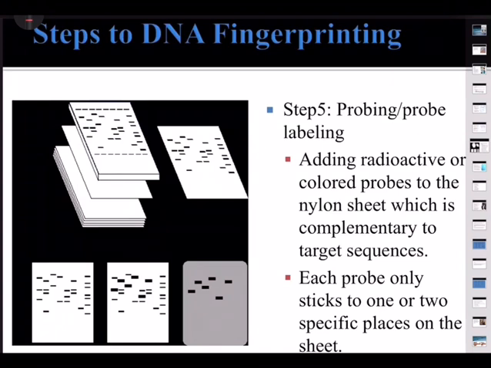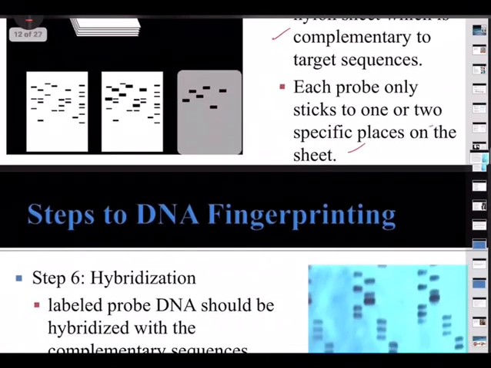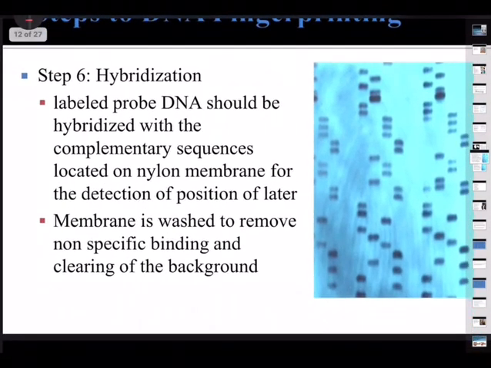Adding radioactive or colored probes to the nylon sheet, which is complementary to target sequences. Each probe only sticks to 1 or 2 specific places on the sheet, as you are seeing. So almost we are getting the barcode-like structures. Now step number 6, hybridization. Labeled probe DNA should be hybridized with the complementary sequences located on the nylon membrane for the detection of position later, like this. Membrane is washed to remove non-specific binding and clearing of the background.